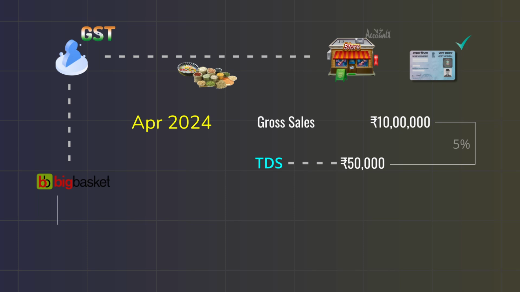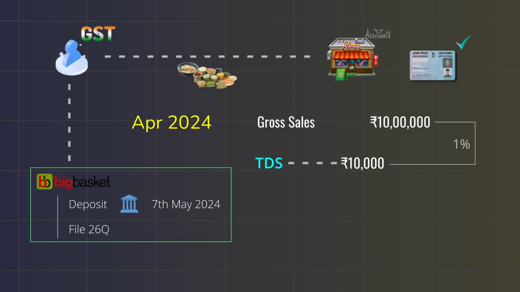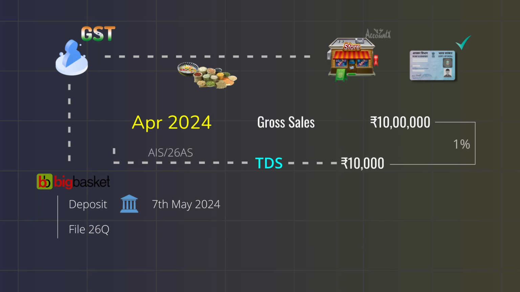And this 10K TDS has to be deposited by Big Basket by 7th of the subsequent month, except for March when the last date is 30th April. And also file TDS return in form 26Q. Once this happens, TDS credit would appear in AIS or 26AS, and you can use this credit to either adjust against any other tax liability, and if you have no liability, then you can claim refund when you file your ITR. But this TDS provision has one exception.